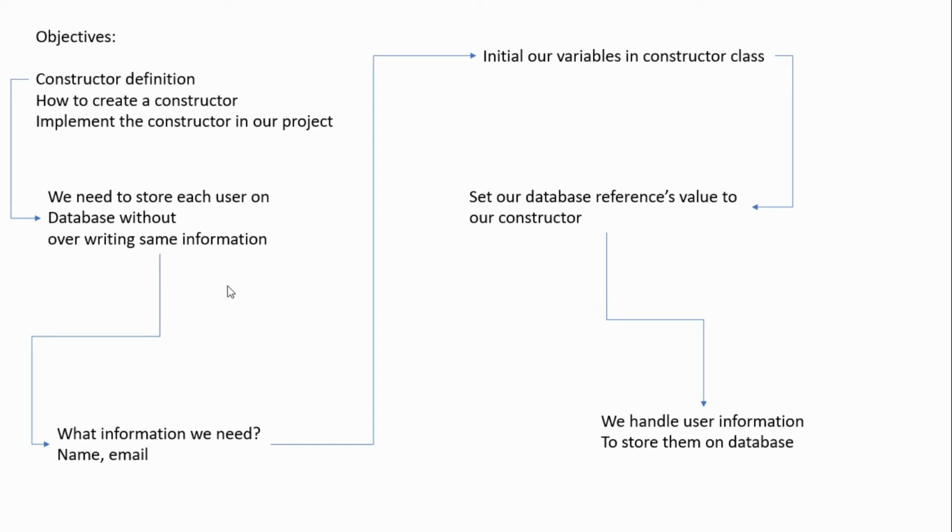What does that mean? That means if you have two users with the same name, and you store them on the database, you may end up overriding them, and that is the last thing you wish to happen to your application. For our project, the information we need to handle is the user's full name and the user's email. Then we need to initialize our attributes or variables to the constructor parameters which we are going to create today. Then we have to set our database reference, which we set up yesterday, to our constructor. And the last thing is we need to handle the user information and store it on the database.